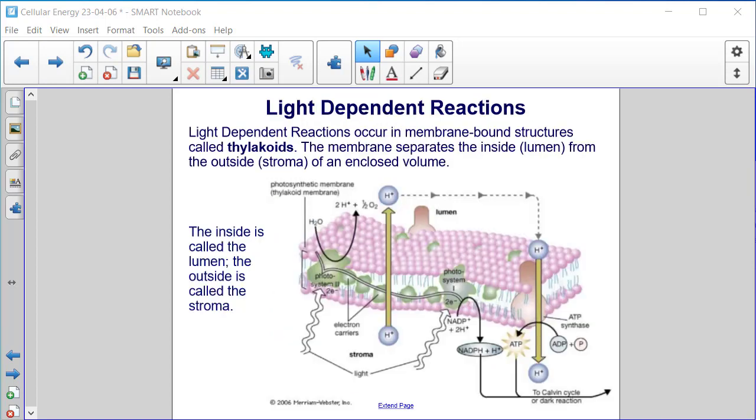Light-dependent reactions. Light-dependent reactions occur in membrane-bound structures called thylakoids. The membrane separates the inside, the lumen, from the outside, the stroma, of an enclosed volume. The inside is called the lumen, the outside is called the stroma. So we have the lumen and the stroma, and we can see the light entering from the outside. And these are the light-dependent reactions here occurring in these membrane-bound structures, in these thylakoids.